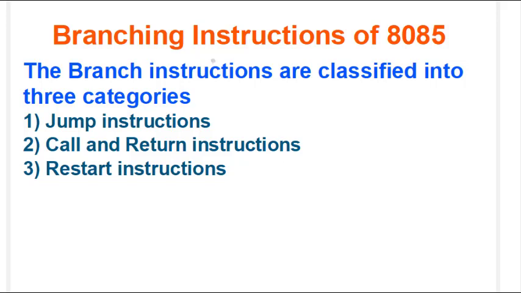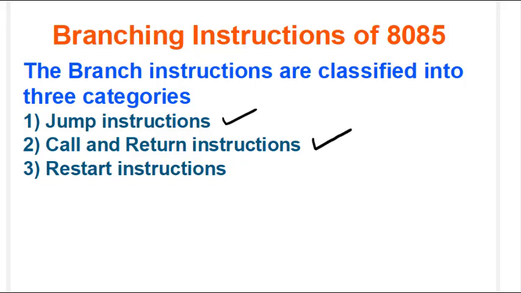Today we start with the branching instructions of 8085. In the previous lecture we saw arithmetic logic instructions and data transfer instructions. This is the next category, called the branching instructions. The branching instructions are classified into three types. The first category is the jump instruction. Today we'll be doing the jump instructions, and in the coming lectures we'll be doing the other types.